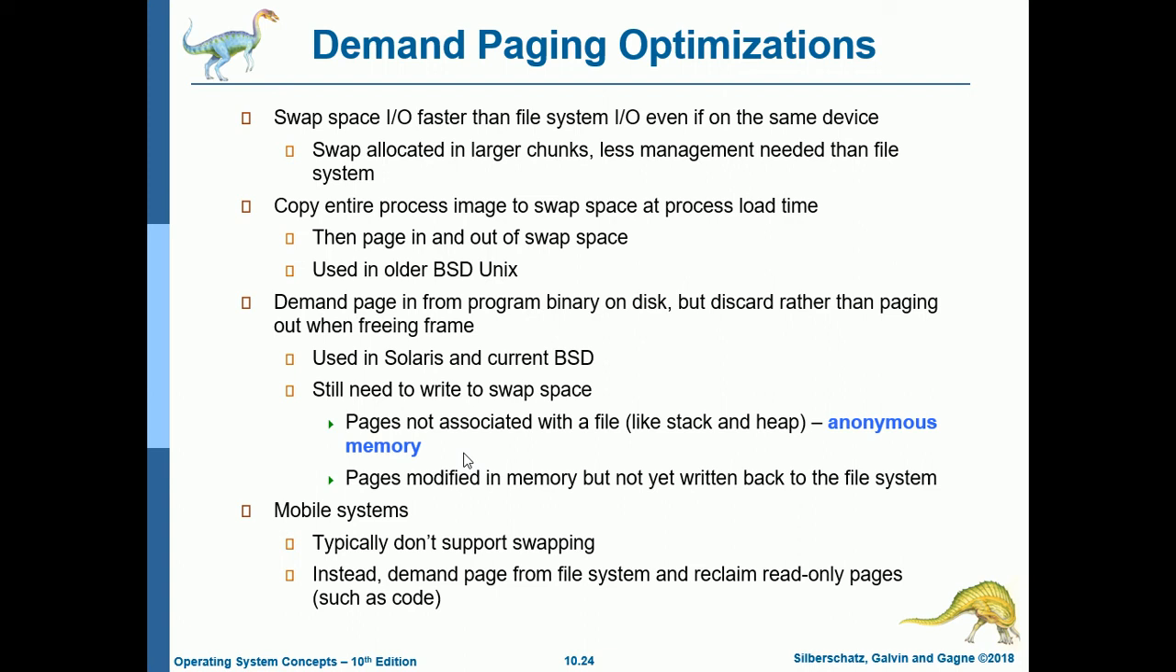For mobile systems, they typically don't support swapping, as in the earlier discussion on main memory. Instead, they demand page from the file system and reclaim read-only pages such as code.